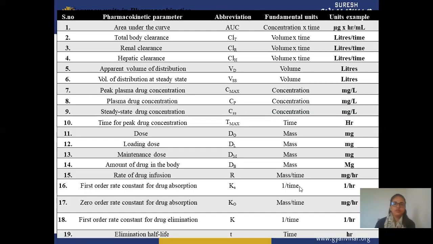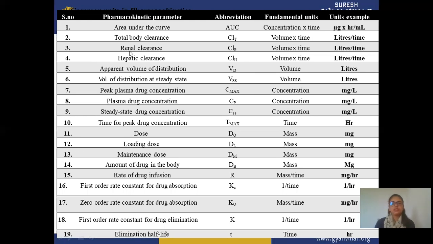So these are the pharmacokinetic parameters, their abbreviations, fundamental units, and unit examples. Means what are the different pharmacokinetic parameters, and how you abbreviate that particular term. Next is the fundamental unit and unit example. Before starting pharmacokinetic or pharmacodynamic parameters, you should know about the different parameters and their abbreviations, because these are very important. These abbreviations are largely used in day-to-day life, or in all pharmacy related subjects, maybe anywhere. So these are some parameters.